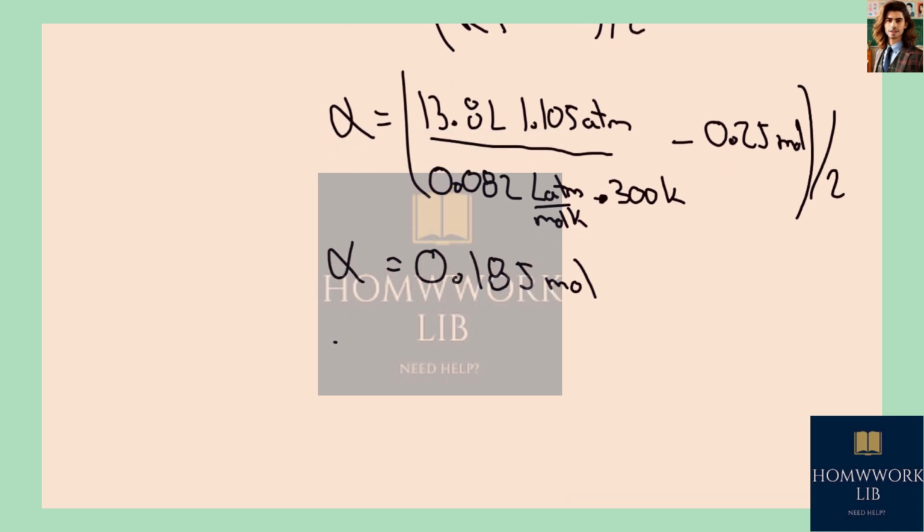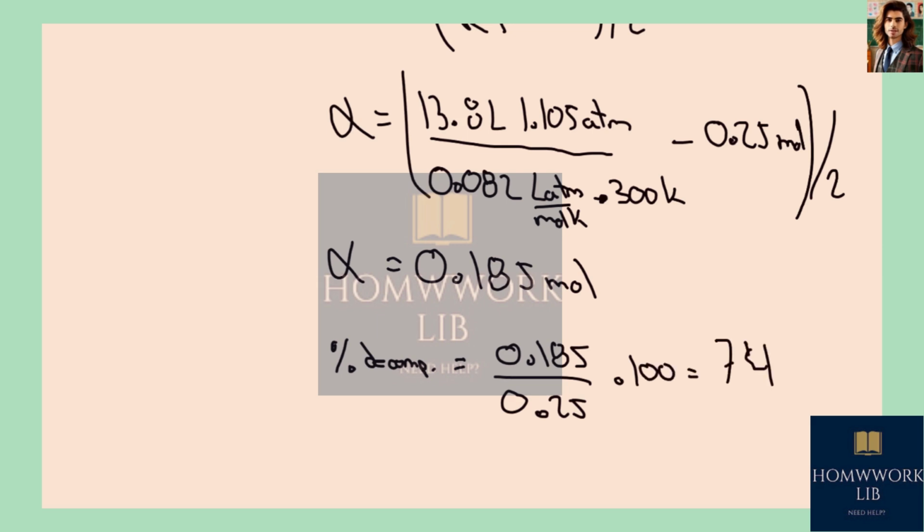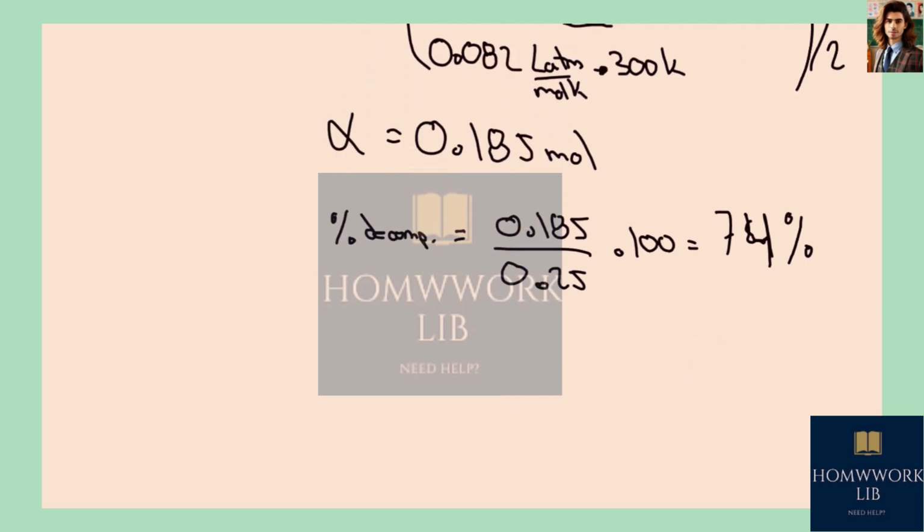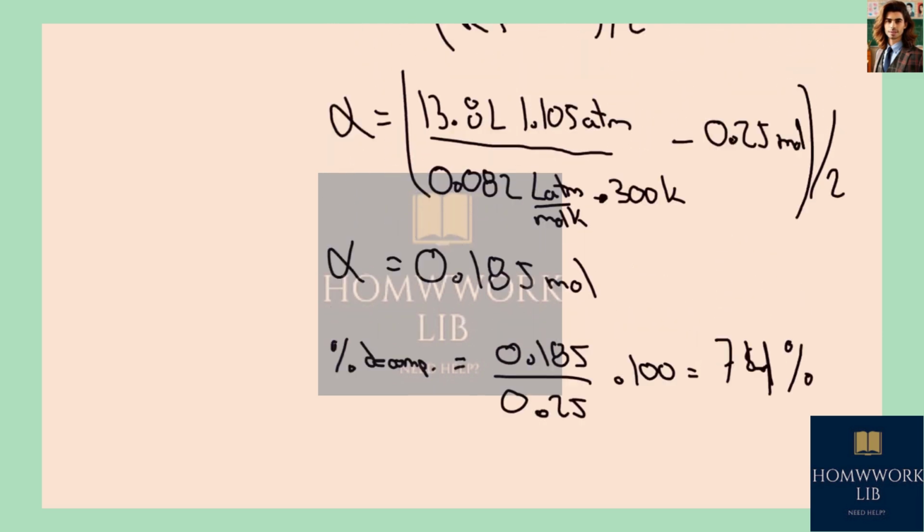So to know the percent decomposed or dissociated, we're going to get 0.185, that is the portion that was consumed, divided by 0.25 times 100. And the result is 74%. So 74% of the compound is going to be decomposed. So now we can get the different equilibrium constants for this reaction, employing the values that we got.